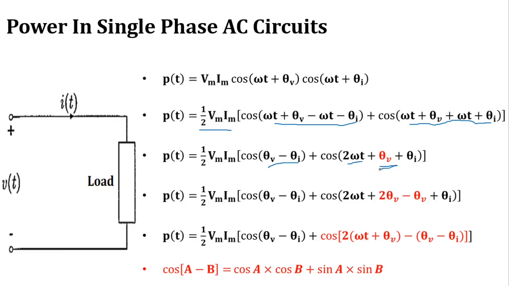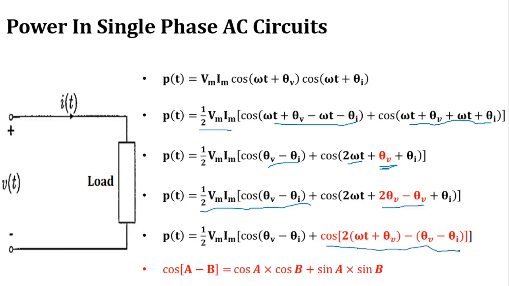So again simplify this equation. I can write this theta v as 2 theta v minus theta v. So the next simplification becomes: this portion remains the same, 1/2 Vm Im into cos(theta v minus theta I), plus cos, here I will take 2 common from 2 omega t plus 2 theta v. So the angle becomes cos(2 omega t plus theta v minus, I will take minus common from here. So this theta v becomes plus and plus theta I becomes minus theta I. So again simplify the equation.